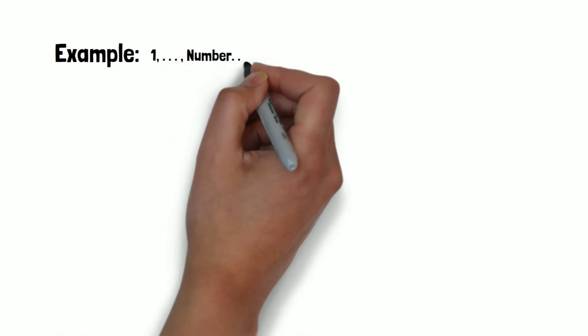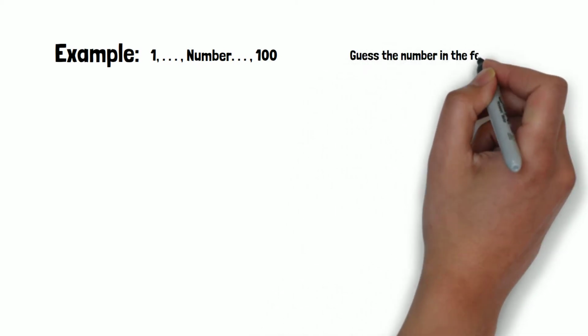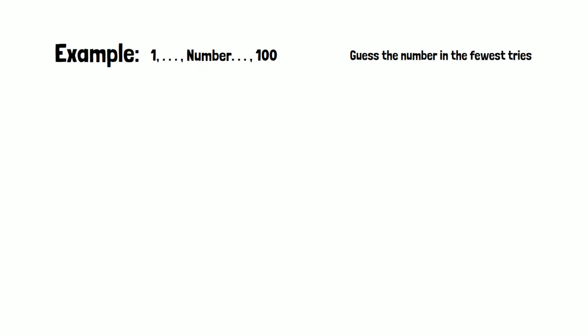Let's say that I am thinking of a number between 1 and 100. You have to guess my number in the fewest tries possible. With every guess, I will tell you whether your guess is too low, too high, or correct.